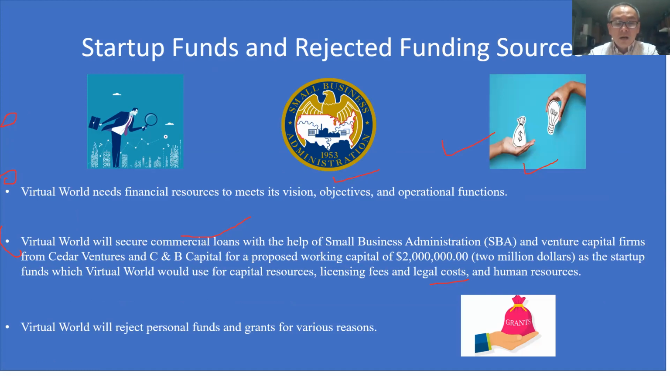Well, Virtual World, which is my business, will need financial resources such as a commercial loan with the help of the Small Business Administration and venture capital from Cedar Ventures and C&B Capital for proposed working capital of $2 million as the startup funds, which Virtual World would use for capital resources, licensing fees, legal fees, and other human resources initiatives.